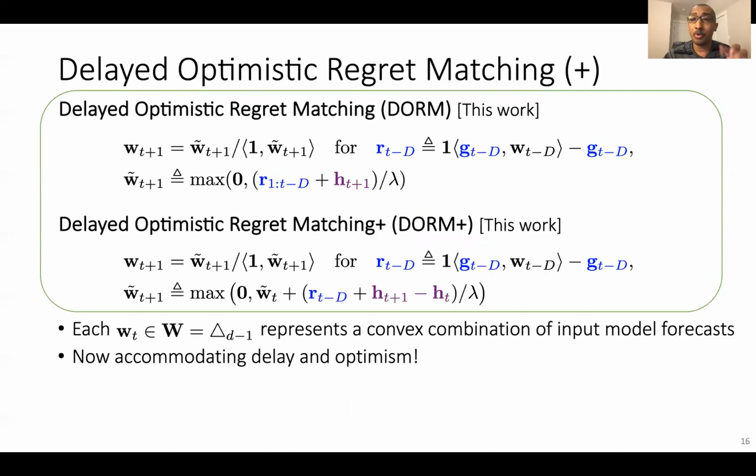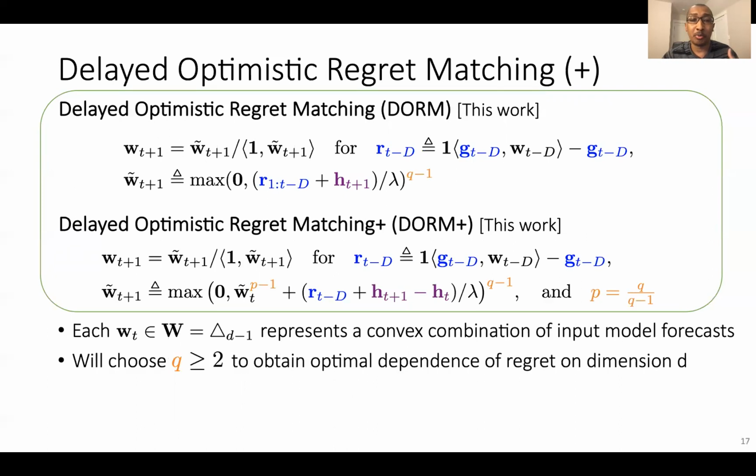First, let's imbue both algorithms with both delay and optimism. To do this, we're just going to replace all the g_t's and r_t's you saw with t minus d's. We're only going to use data that's been observed so far. That's roughly what we did before. In addition, we're going to add in optimism in the form of a hint vector h, just as we did before. Now, to deal with this dimension dependence, I'm going to make one further modification. I'm going to add in a new parameter q, and later on, I'm going to show you how to choose that q explicitly and very easily to obtain optimal dependence of regret on the dimension D.